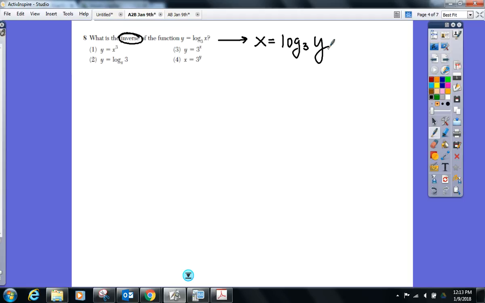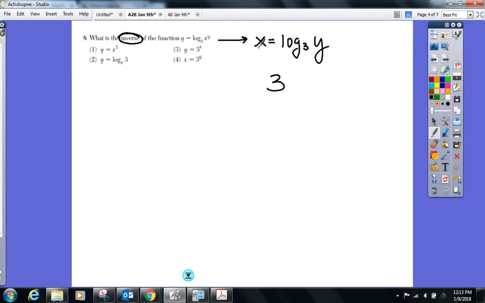Help me solve for Y. I went over this very quickly at the end of class. Some of you may have missed it because you wanted to pack up and get out of here. I don't blame you. What's the base? 3. So when I rewrite this as an exponent, there's my base, 3. What's the exponent? Whatever's on the other side of the equal sign.